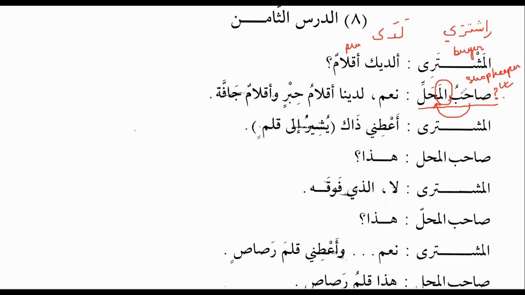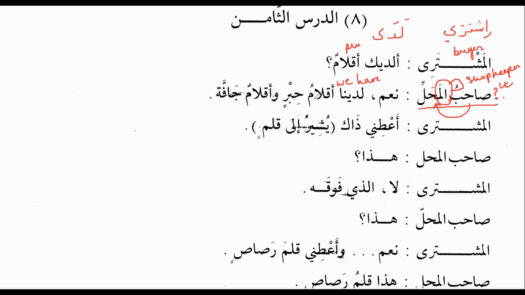So sahib, as you can see, has a single dhamma here. So when it gets attached to a marifa noun al mahal, it has become marifa in itself. So sahib, the noun, has become marifa. If a noun is attached to a marifa noun, it becomes marifa. So this is the simple rule in idafa when you see two nouns coming in idafa. So the shopkeeper says, Naam, ladaina aqlamun. We have. Ladaina, we have aqlamu hibrin.